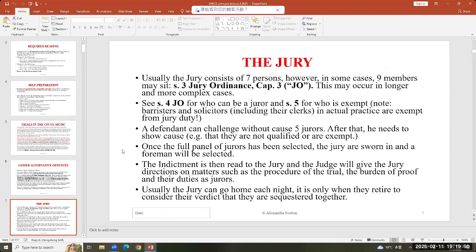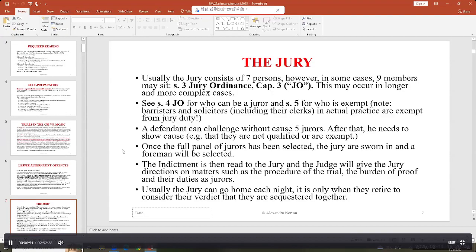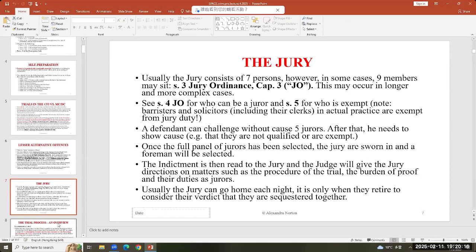the case that they can only consider the evidence that they hear during the trial, that they shouldn't be referring or reading newspaper articles or listening to TV programs or the news about what's going on during the trial. They shouldn't be discussing the case with anyone during the trial. And then when they retire to consider their verdict, they're actually kept in the High Court building and sequestered together until they have reached a verdict.